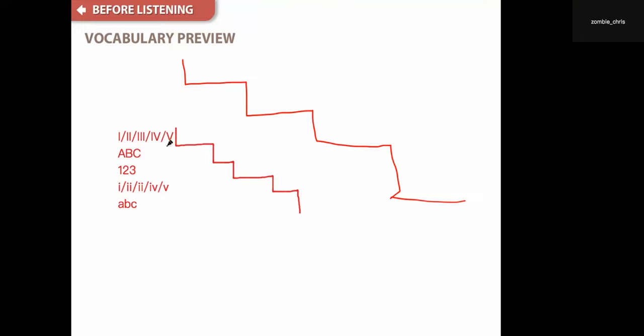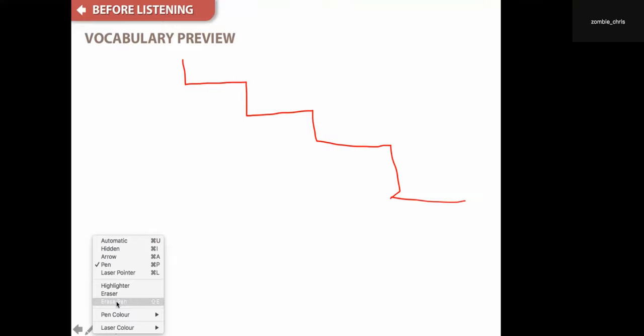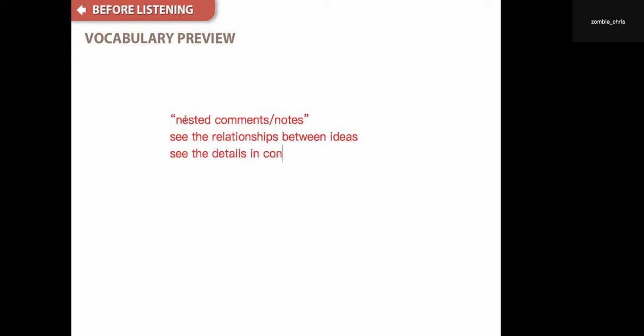The important thing to realize is that we would have one idea for each line. We just put one idea on each line with this. So you may have seen this online where we would have nested comments or notes. So then we can see clearly from the indentation the relationships between the ideas, and importantly as well, we see the details in context.